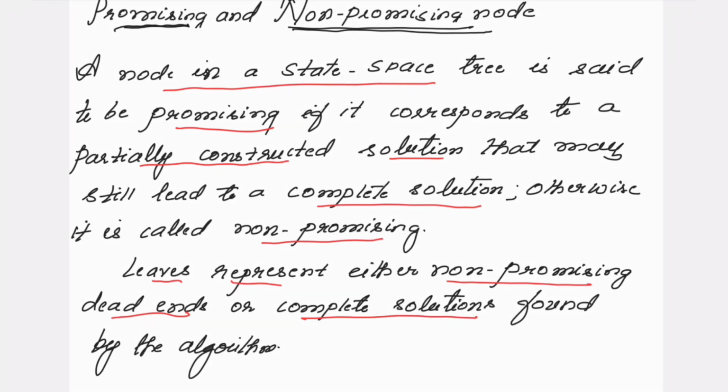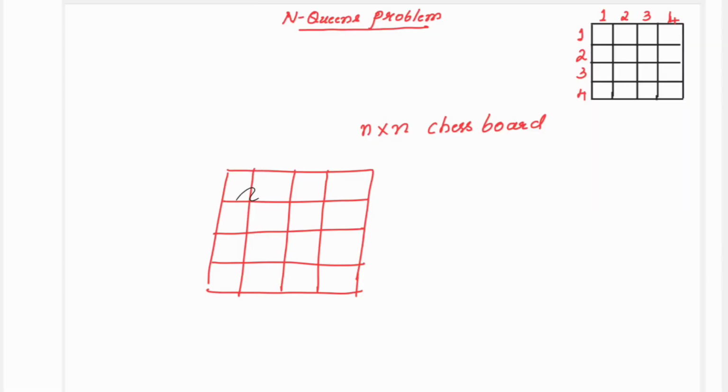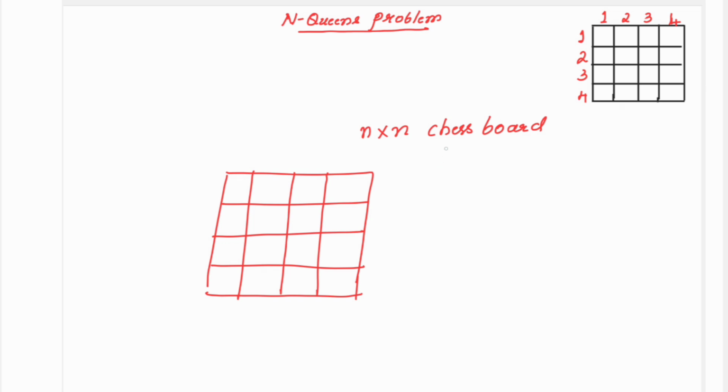So let us first see the n-queens problem. What exactly is the problem and how are you going to use the backtracking approach to solve it? In the n-queens problem, you need to place n queens on a chessboard in such a manner that no two queens attack each other. Suppose you take n equal to 4, then on the chessboard you will have 4 by 4, that is 16 cells, and you place 4 queens, q1, q2, q3 and q4, in such a manner that no two queens attack each other.